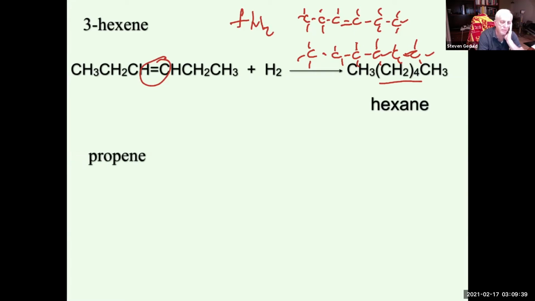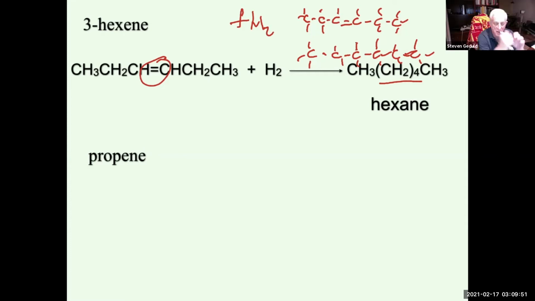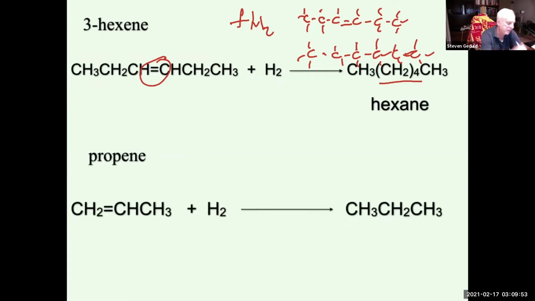Propene. Okay. What's the product going to be from propene? Propane. Perfect. Just adding hydrogen across that double bond. There's propene. There's your CH2, CH3, and you're adding it right across that double bond. And it becomes propane.